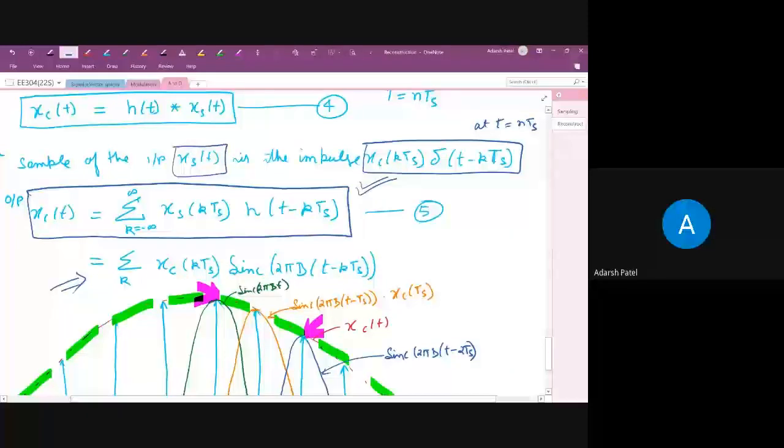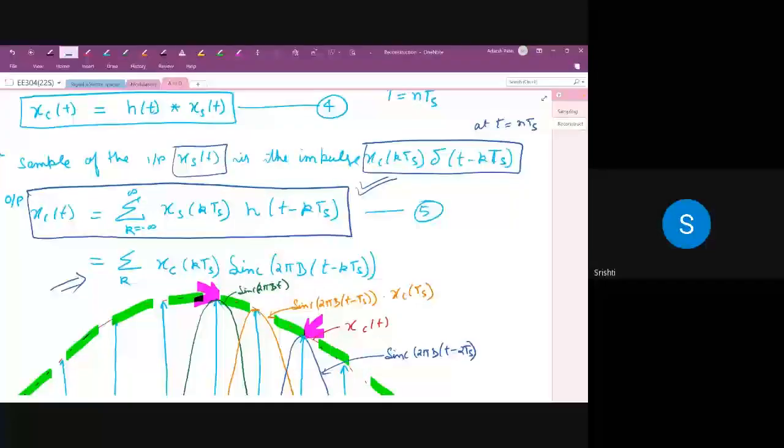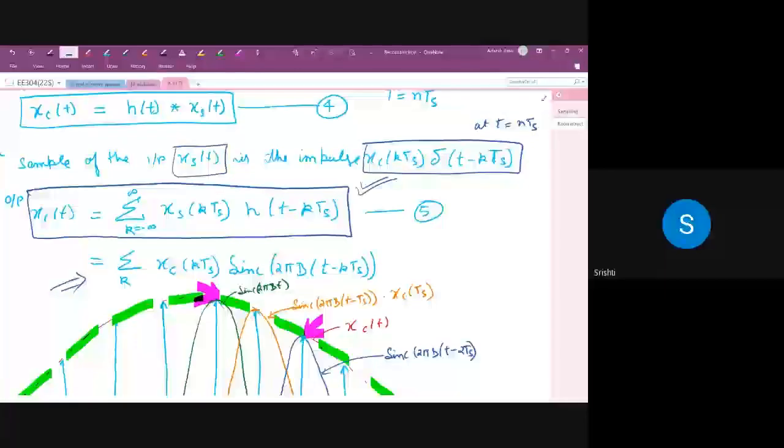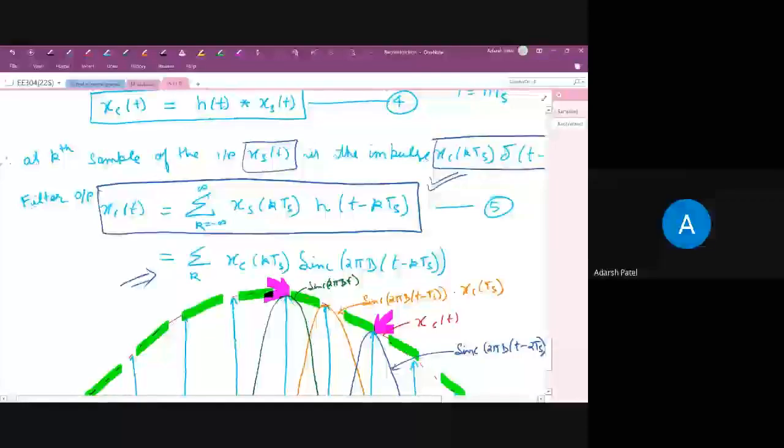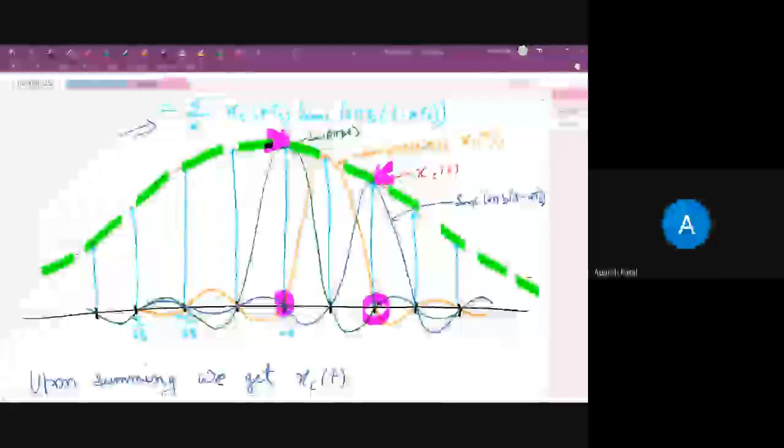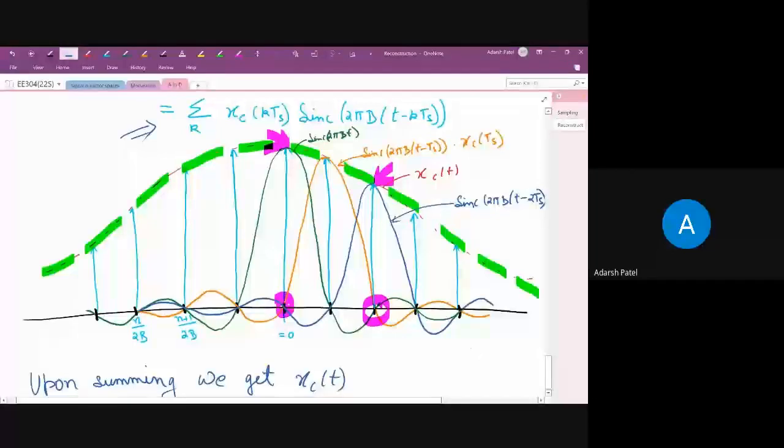Yes or no? So you're asking, how can you assume previously? I'm not able to understand how you can assume x_s(t), x_c(kT_s) into delta of t minus kT_s. If you see equation number 5, I have drawn equation number 5 only. In here, what we have done is draw equation number 5 only.